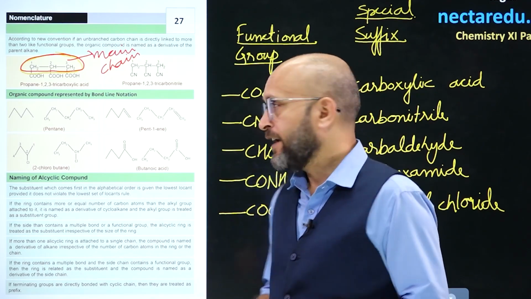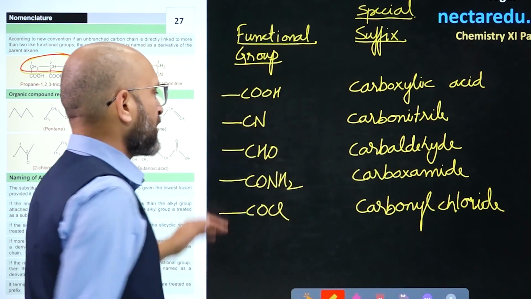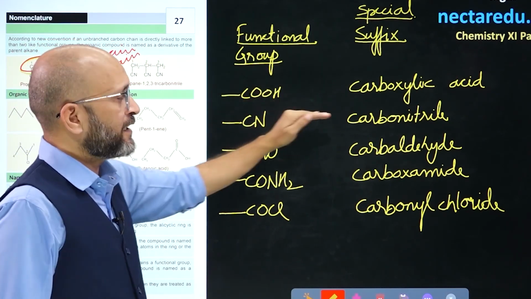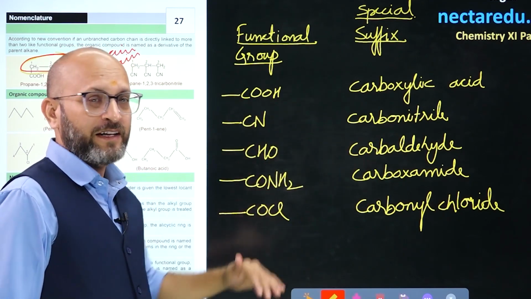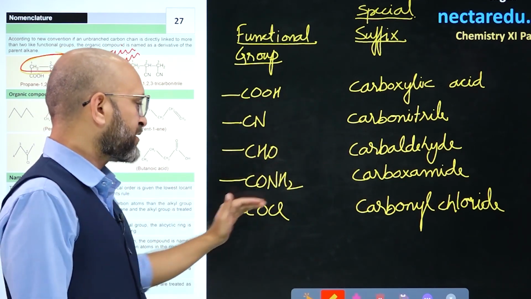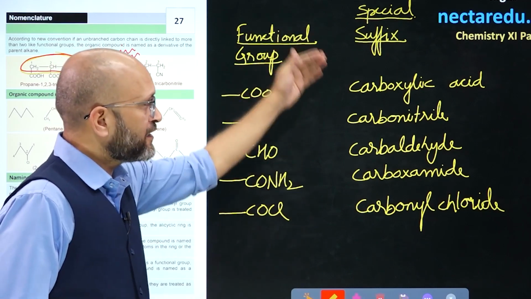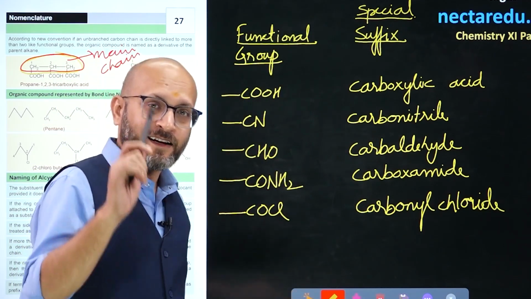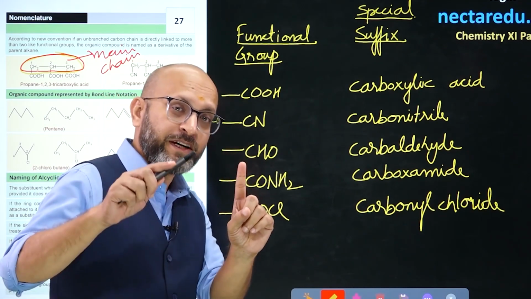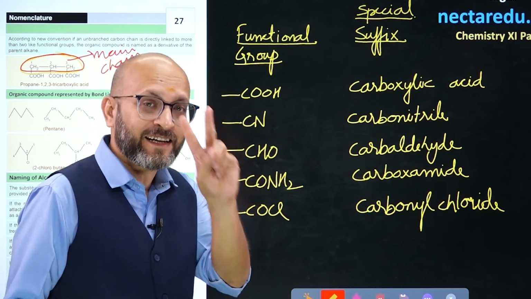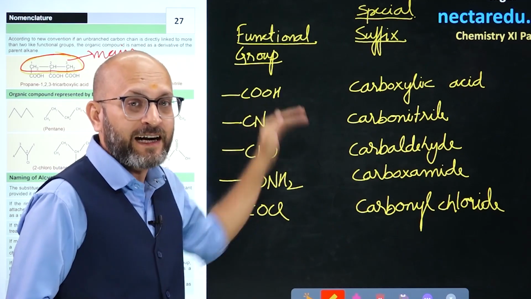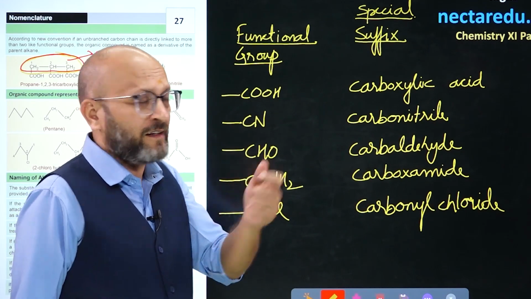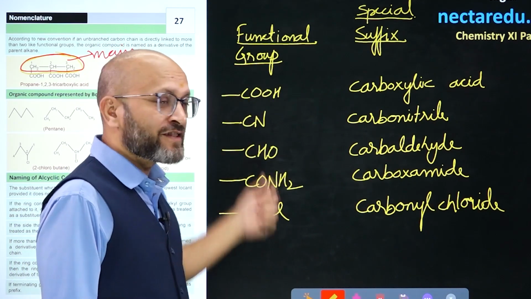What are these? If carboxylic is coming thrice or more, we will use carboxylic acid. For CN, carbonitrile. CHO, we have carbaldehyde. For CONH2, carboxamide. COCl, carbonyl chloride. These are special suffixes. These are used when these functional groups are, first case, repeated more than twice, and second case, when these functional groups are attached directly to the ring.